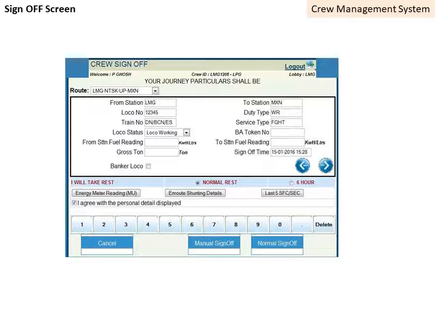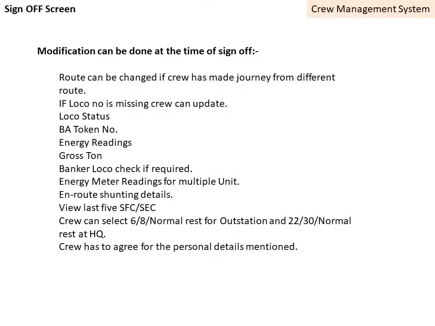Here it asks for the energy meter reading, shunting details, and SFC and SEC details are also added here. Modification can be done at the time of signing off. The route can be changed. For example, we are booked only for Chitapur, but we go to Kajipet, so while signing off or shunting we can select the section and route, and sign off directly at the lobby. And if the loco number is missing, the crew can update it. Sometimes booking persons feed the loco number as 11111 or 11111235 like that, so the loco number can be changed by the crew.